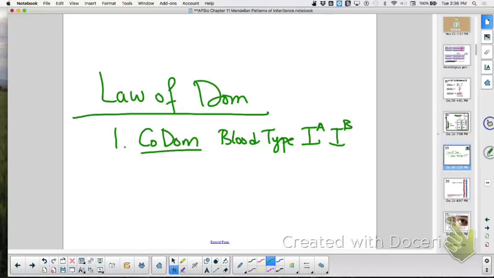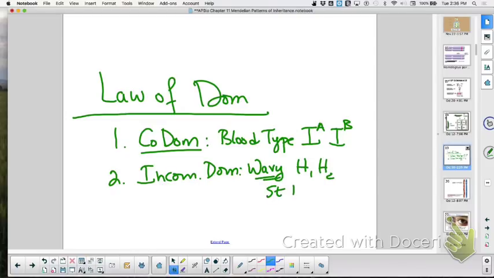Okay, another exception. You were referring to it, you just had the wrong name. Incomplete dominance. What is the real life example of incomplete dominance that we looked at? Wavy hair. So wavy hair is H1, H2, whereas straight hair is H1, H1 for the alleles, and curly hair is H2, H2. But wavy, incomplete dominance, the best way to explain that is it would look like blending. A red flower crossed with a white flower, and you get a pink flower. That's incomplete dominance. So that is another exception to the law of dominance.